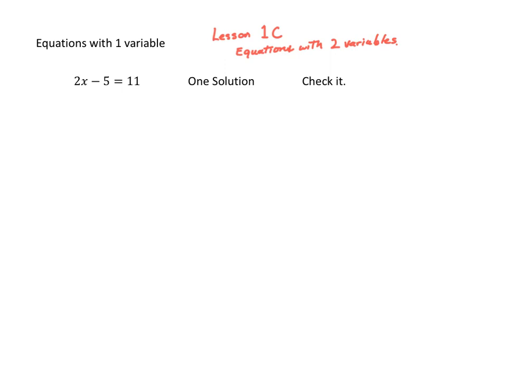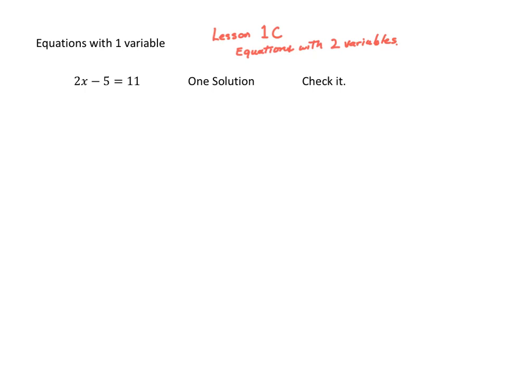Hey, this is lesson 1C, equations with two variables. So far in all the work we've done, you've been solving equations with one variable, like the one we have here, 2x minus 5 equals 11. We have one variable there. And when we solve that, we find that we have one solution.